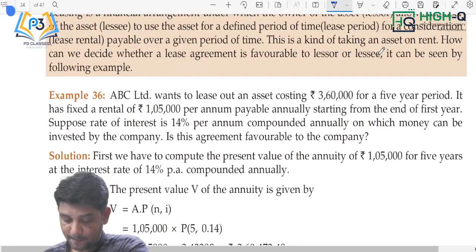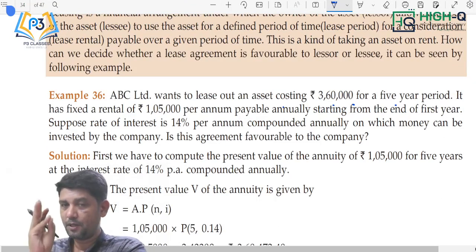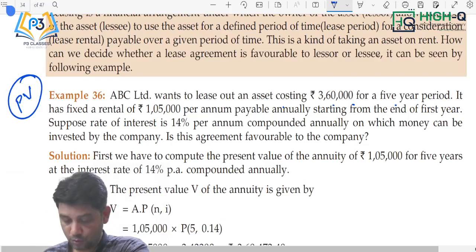Listen here. ABC Limited wants to lease out an asset costing 3,60,000 for a 5-year period. We need to take the call whether the asset should be purchased or should we go for lease, which is favorable. When the question is based on taking the call, in short, you are going to find out present value. See, this 3,60,000, keep it aside.